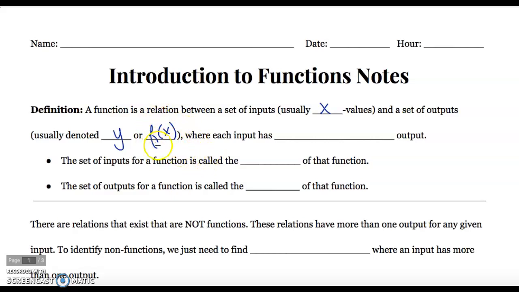This gives us a little bit more information, so you'll tend to see this used in higher levels of math, where each input, and this is the important part, has exactly one output. So that means that every x value only goes to one y value. The set of inputs for a function, so all your x values, is called the domain of that function, and then the set of outputs is called the range.